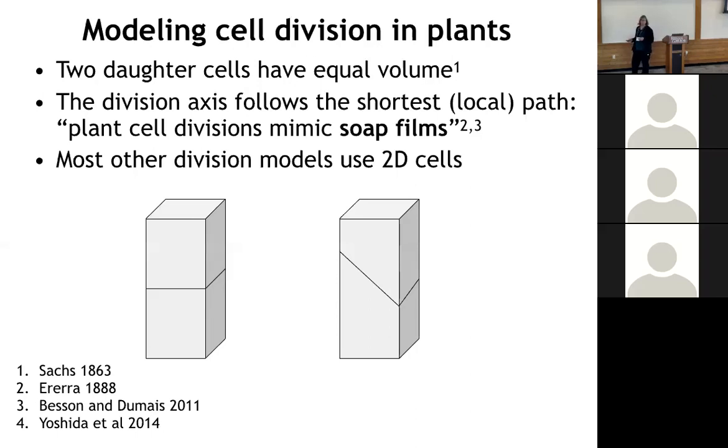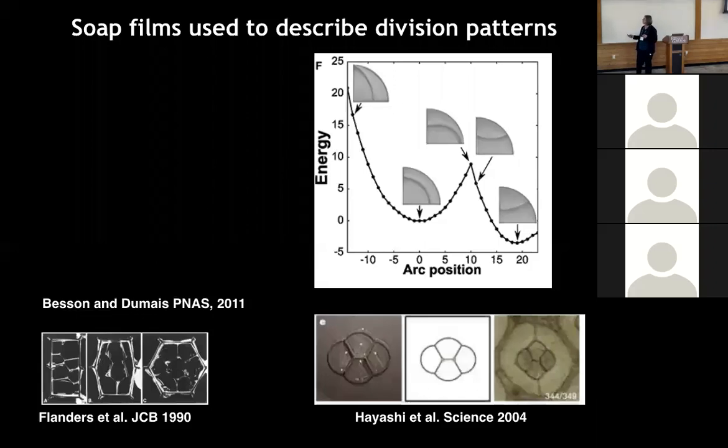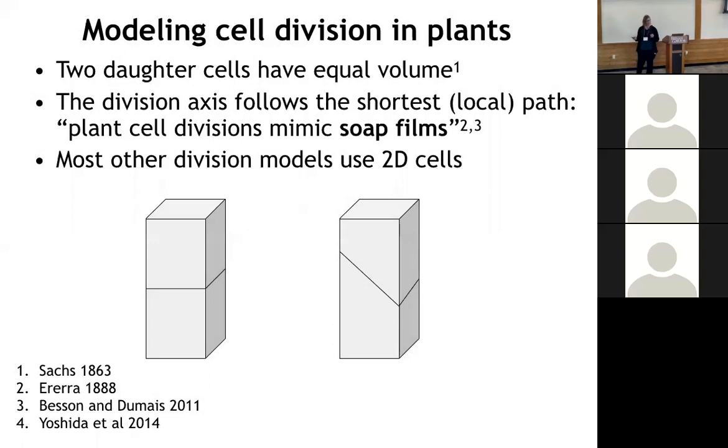Okay, so you've heard this, you know what I'm going to say. The daughter cells will have an equal volume. These are the rules. The daughter cells will have two equal volumes, and then also the division plane that's formed, and I shouldn't say axis, because axis is 2D. We are so over 2D. We're in 3D right now, okay? The division plane will follow the shortest local path. So this was actually a hypothesis established by this guy named Errera. Look at the date on that.